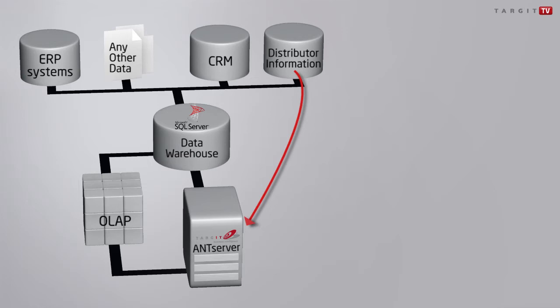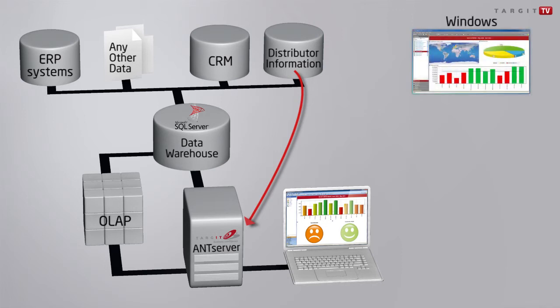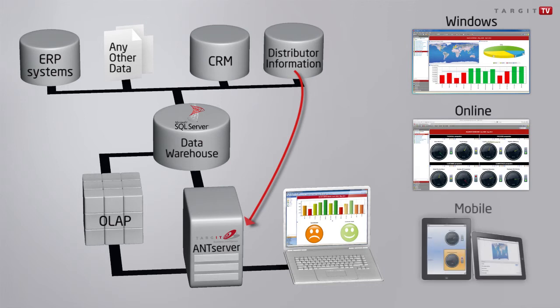And now what we're able to do is use the Target Ant server, or the client server component, to allow different types of users to access that information. Target operates on the idea that we could have Windows-based users, web-based users, and mobile users, and you can mix and match those based on particular users and their functional needs.